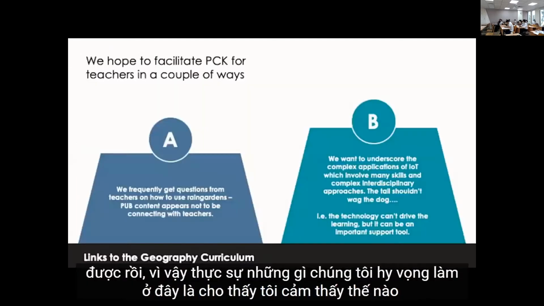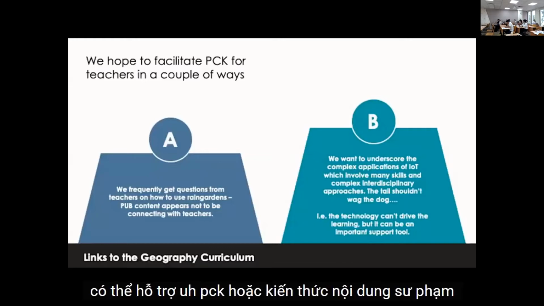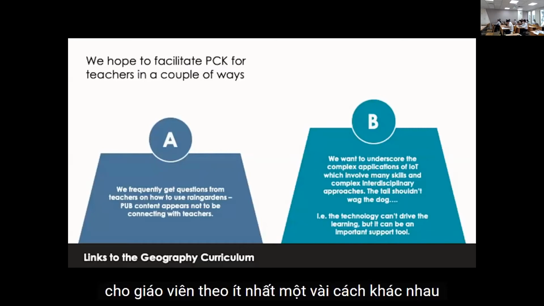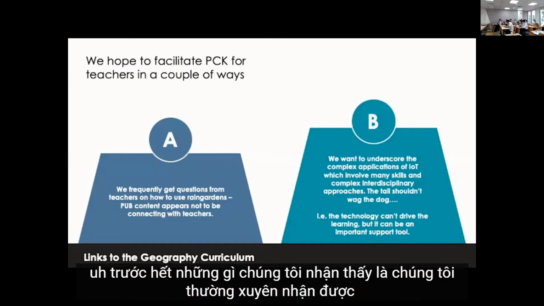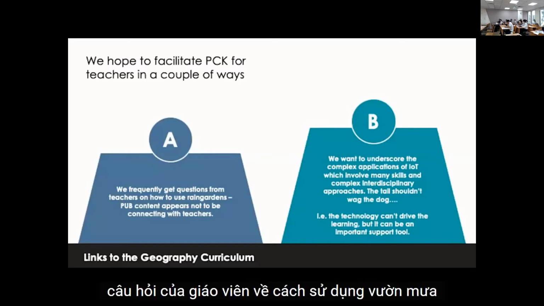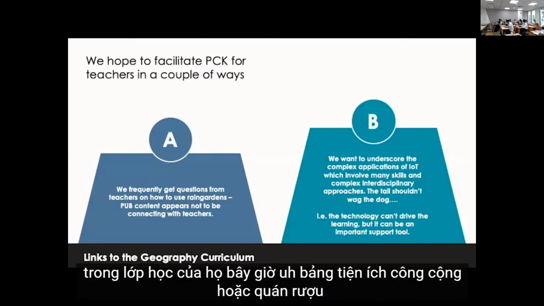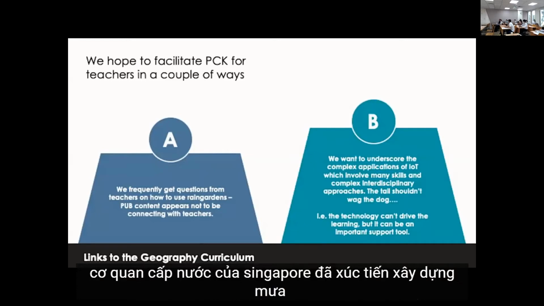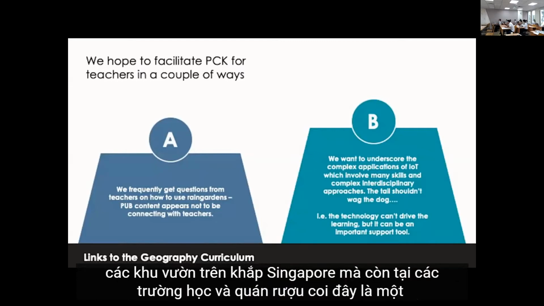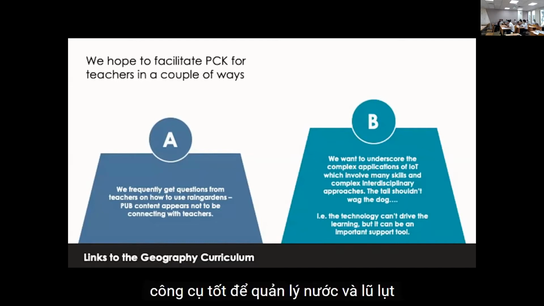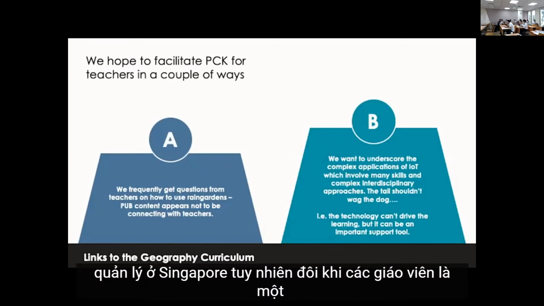So what we're hoping to do here is show how IoT can facilitate PCK, or pedagogical content knowledge, for teachers in at least a couple of different ways. First of all, we frequently got questions from teachers about how to use rain gardens in their classroom. The Public Utilities Board, or PUB, Singapore's water agency, has been promoting construction of rain gardens throughout Singapore, but also at schools. PUB sees this as a very good tool for water management and flood management within Singapore.